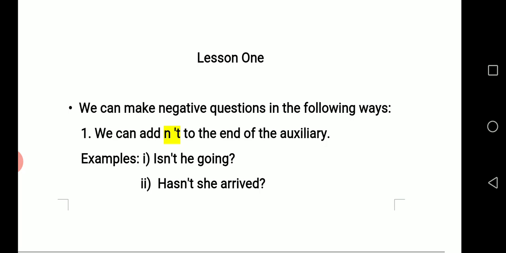For example, isn't he going? That's the contracted form. The full form is: is he not going? Isn't he going? Hasn't she arrived? So this is one of the ways by which we can make negative questions: by adding n't to the end of the auxiliary.